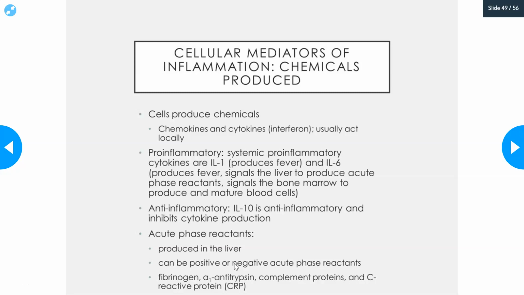Acute phase reactants are produced in the liver. They can be positive or negative acute phase reactants. Positive acute phase reactants increase when there is an infection or inflammation. C-reactive protein is one of those. Negative acute phase reactants decrease when there is an infection. Retinol binding protein is one of those. So some go up, some go down. Fibrinogen, alpha-1 antitrypsin, complement proteins, and C-reactive protein are all acute phase reactants.